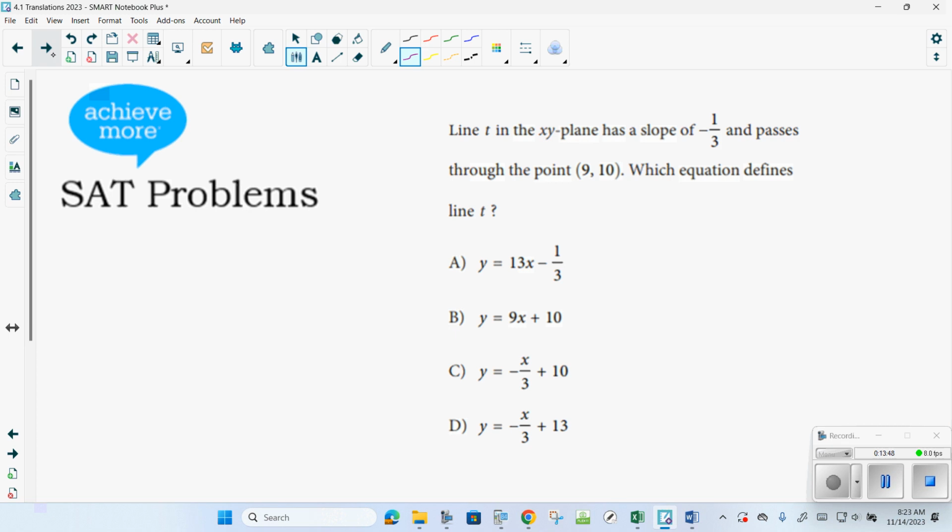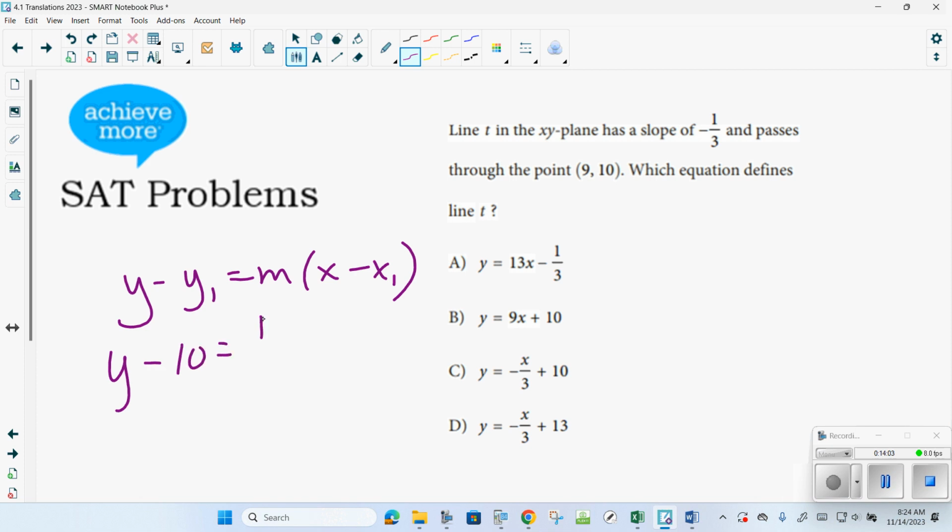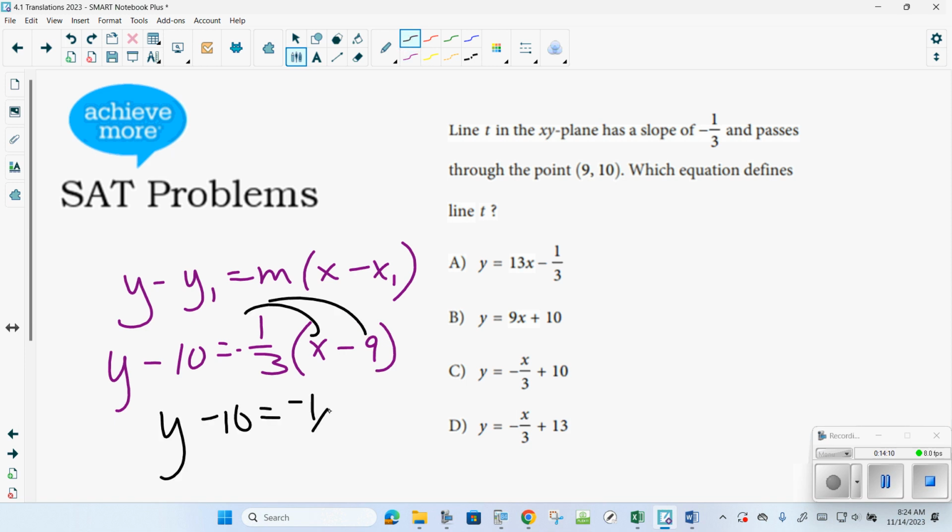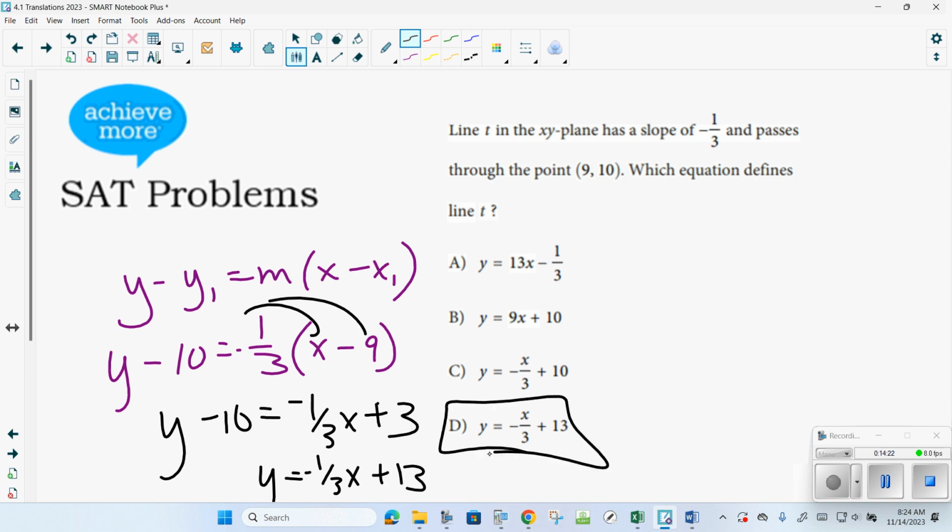Line T in an xy plane has a slope of -1/3 and passes through the point (9, 10). Which equation is true? Now, use the formula that we've learned in this class and you learned in Algebra 1. y minus the y of the point equals slope, x minus the x of the point. Distribute the slope. y equals -1/3 x. I'm going to add 10. I'm going to add 10 and get 13. So the answer to this question is D.